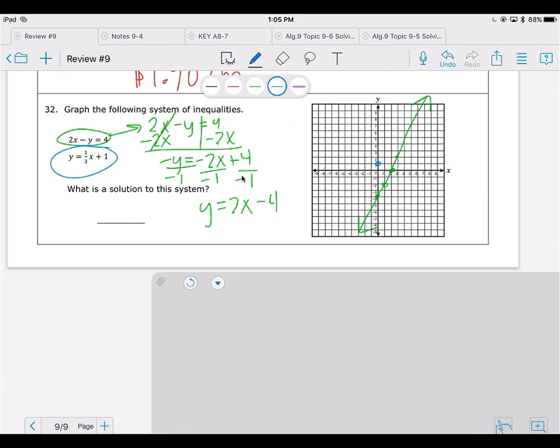And then the bottom equation is already solved. I start at 1, go up 1, right 3, up 1, right 3. So my solution is where they cross, which is at the point 3, 2.